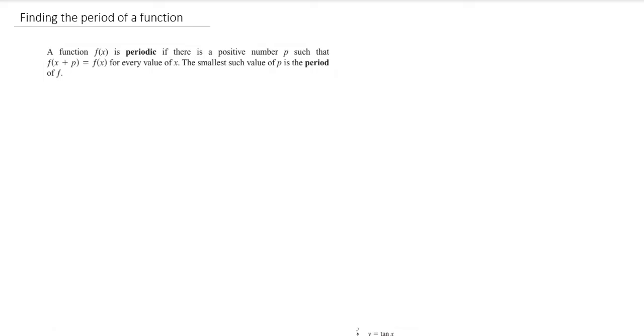In this video, we will discuss the period of a function. Let's check out its definition. A function f of x is periodic if there is a positive number p such that f of x plus p is equal to f of x for every value of x. The smallest such value of p is the period of f. So a periodic function repeats its shape after a particular interval.